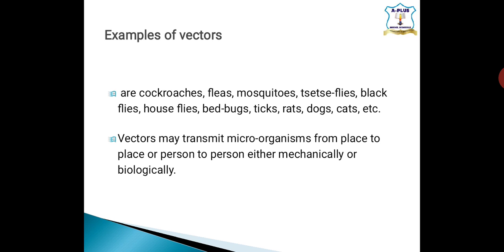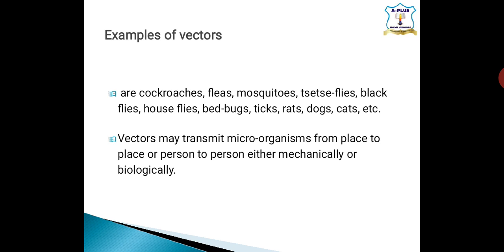Now, examples of vectors. Examples of vectors are cockroaches, fleas, mosquitoes. You know, mosquito, I told you mosquito carries what? Plasmodium. And when it's injected into your body system, it multiplies and causes malaria. Tsetse fly is responsible for trypanosomiasis, which is the same thing as sleeping sickness.